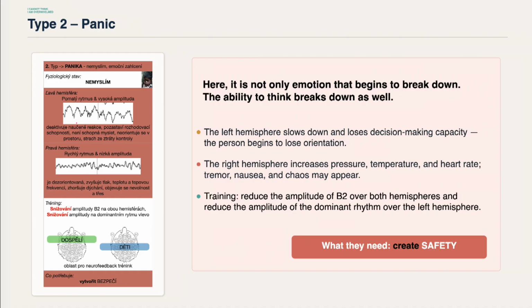For this second type, a very effective neurofeedback approach is to reduce the amplitude of beta 2 over both hemispheres, while simultaneously reducing the amplitude of the dominant rhythm over the left hemisphere only. Here, you can already notice the first important difference between the two types. In the first type, our attention was directed more towards the right hemisphere. In the second type, it shifts more towards the left hemisphere.